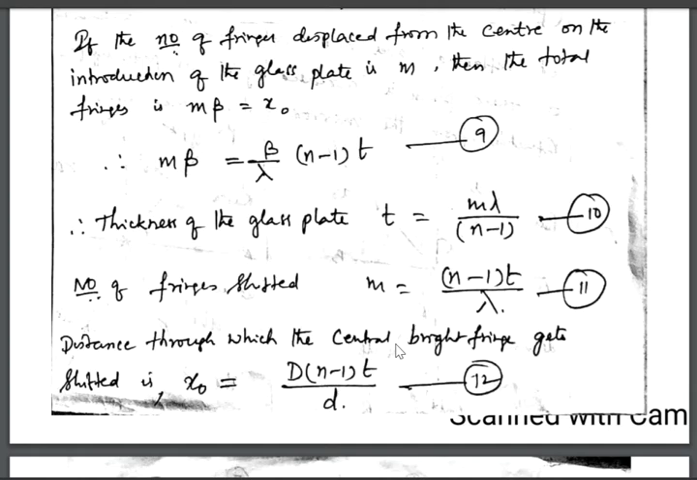So the conclusion is, when a thin film like a glass plate or mica is introduced in the path of one of the interfering beams, the whole interference pattern gets shifted through some distance x0 given by equation 12, the number of fringes shifted is given by equation 11, and you can find the thickness of such a thin film using equation 10.